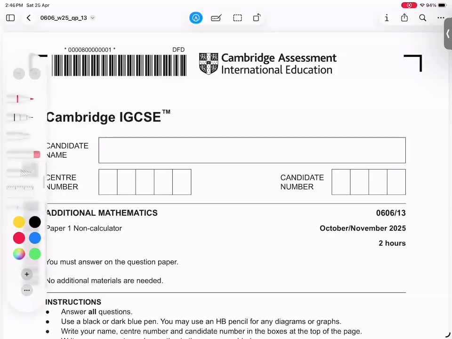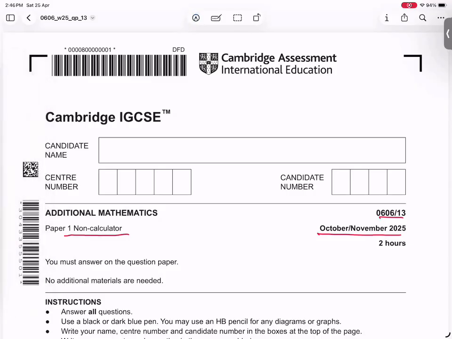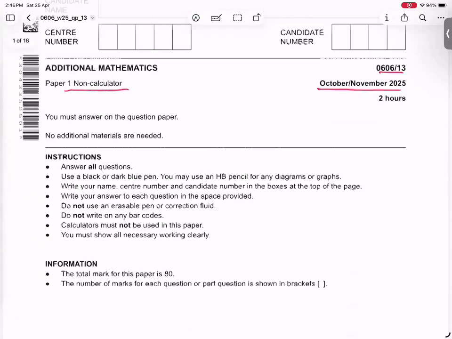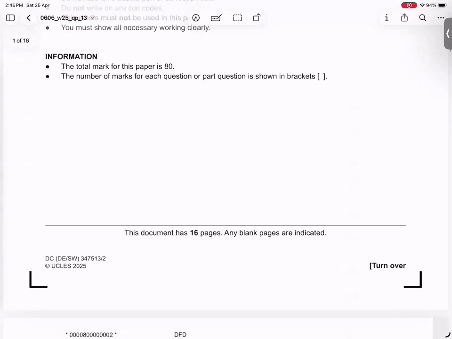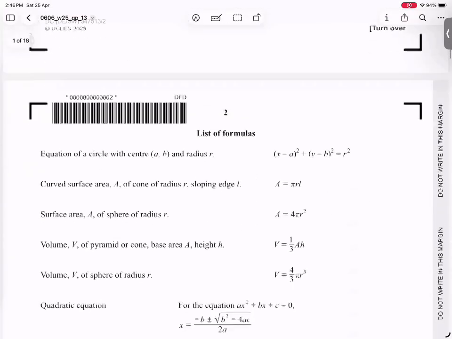This is the paper October 2025, variant 13, and it is the without-calculator paper. We are going to start. Question number 1 says solve it. Okay, students, what is the method?